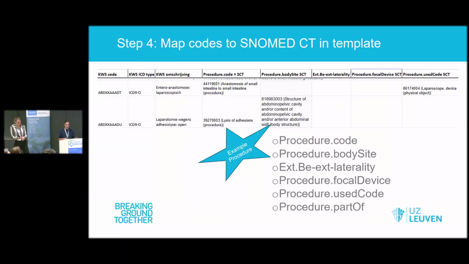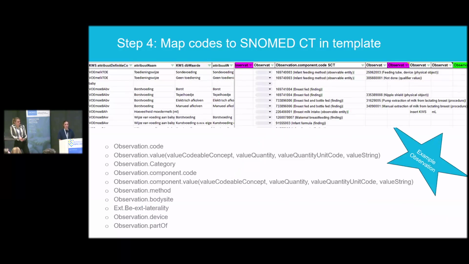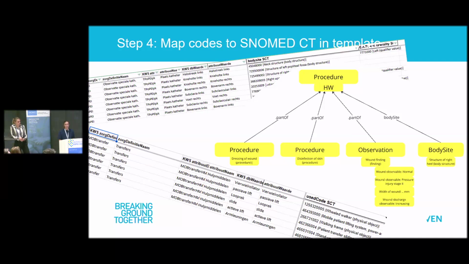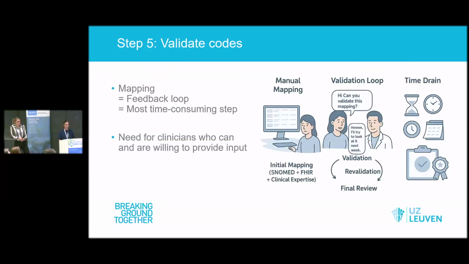Some examples is just an Excel file with our context-specific templates, the data elements we extracted from the FHIR resource and what we filled in. On the left side, you have the legacy codes, you have a description, and then you have the mapping to SNOMED CT. Another one from observation and from procedure, and you see there's a lot of things to do.